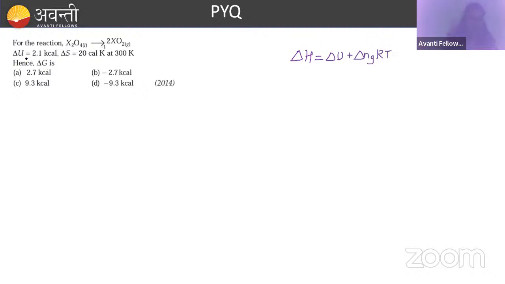क्योंकि हम लोगों को यहाँ पे डेल्टा यू दिया हुआ है, डेल्टा एच दिया था क्या? नहीं. डेल्टा जी कैलकुलेट करने के लिए we need delta H minus T delta S, right. डेल्टा एस दिया हुआ है, टेम्परेचर दिया हुआ है, लेकिन डेल्टा एच दिया नहीं था, इसलिए पहले हमको डेल्टा एच कैलकुलेट करना पड़ेगा डेल्टा यू के वैल्यू से. डेल्टा n_g कैसे कैलकुलेट करोगे? Number of moles of gases in the product minus number of moles of gases in the reactant. यहाँ पे है 0, यहाँ पे है 2, that's why delta n_g मिल गया हम लोगों को 2.